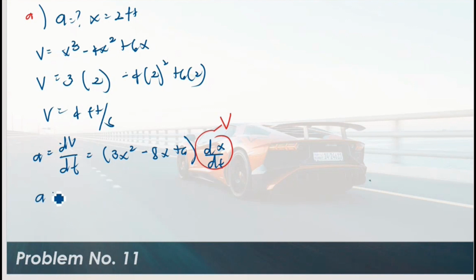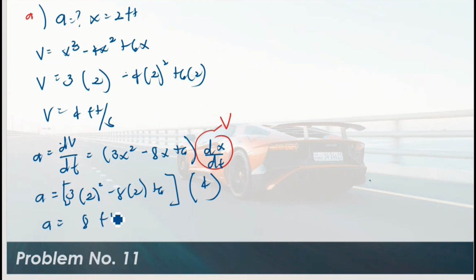So, continue the process. A is equal to 3 multiplied by 2 squared minus 8 multiplied by 2 plus 6 multiplied by, what is V? 4 feet per second. A is equal to 8 feet per second squared. So, this is our answer for the acceleration.